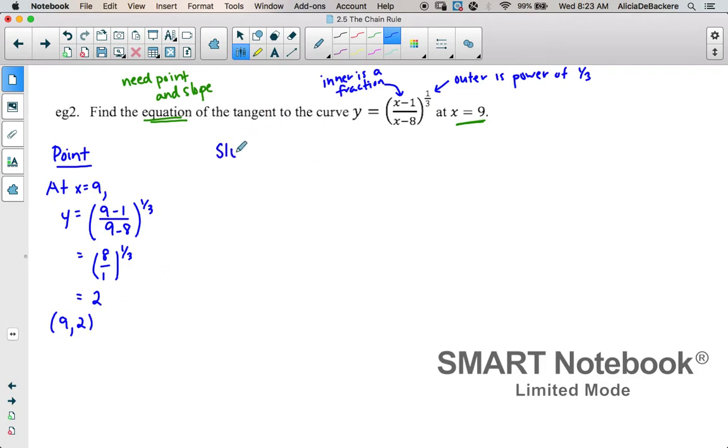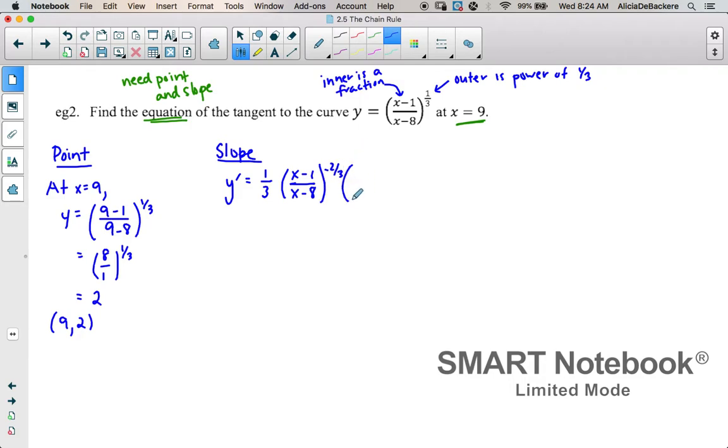Next we're going to find the slope. So for the slope, we have to take the derivative. This is a chain rule. We've got an outer function and an inner function. So first, taking the derivative of the outer function says to bring the 1/3 down, leave the baby inside, and subtract 1 from the exponent.